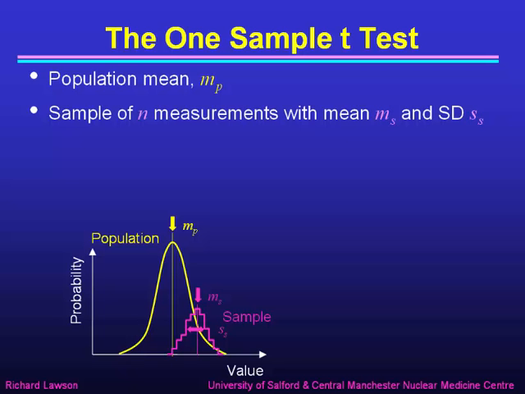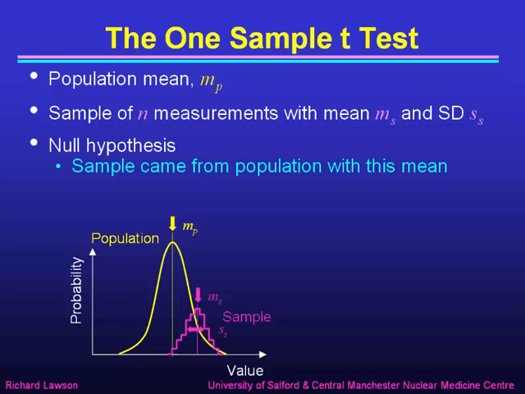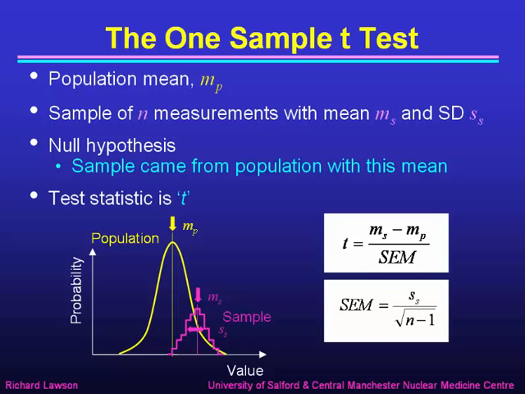The one sample t-test assumes that we have a population mean, MP, for the yellow population, but we don't know its width, we don't know its standard deviation. But we have a sample of n measurements with mean MS and sample standard deviation SS, shown by the purple distribution. So we do know the standard deviation of the sample, but not the standard deviation of the population. The null hypothesis is that the sample came from a population with this mean, and the test statistic is t this time, very similar to what we had before.